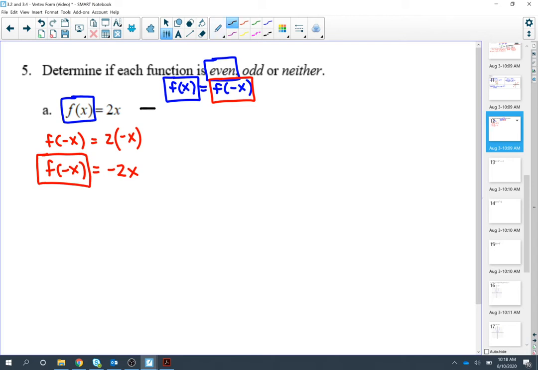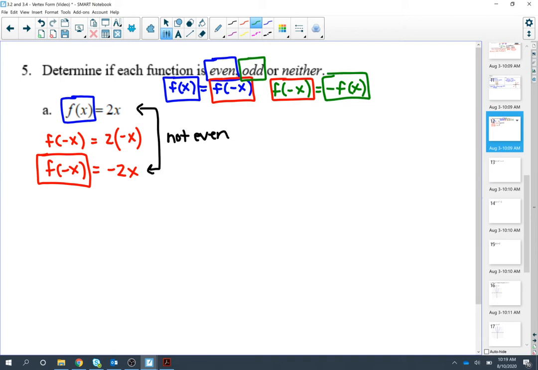Then you're going to take a look at these. Is 2x the same as negative 2x? No, so it is not even. So then the next test we're going to do is we're going to say, maybe it's odd. For odd, we said that f of negative x equals negative f of x. The good news is f of negative x we already have. It's right here in this red box. So the next thing we would need is negative f of x. Negative f of x means you're going to take your function and put a negative in front of it. Remember your original function was just 2x. So we're going to take 2x and we're just going to say negative 2x.